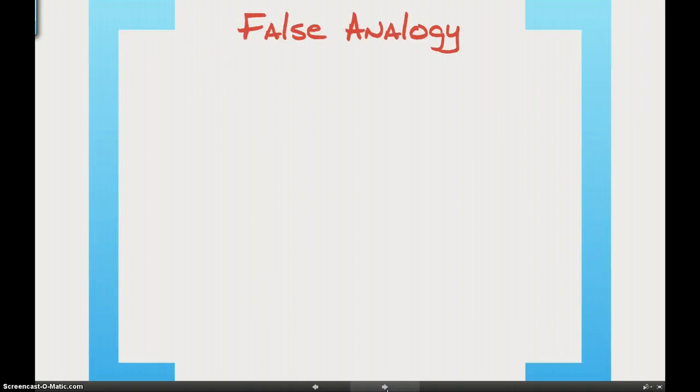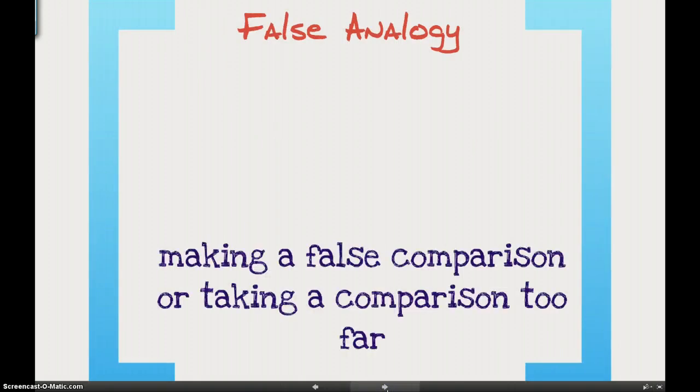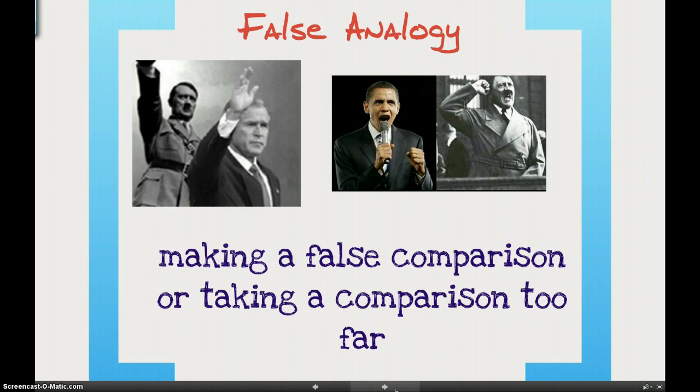Next, we have false analogy. This is making a false comparison or taking a comparison too far. So an analogy is a good way to reason things out, but if you compare things that really aren't similar, or you take your comparison too far and say things are similar in ways that they're not, it can turn into a false analogy. So here's an example.